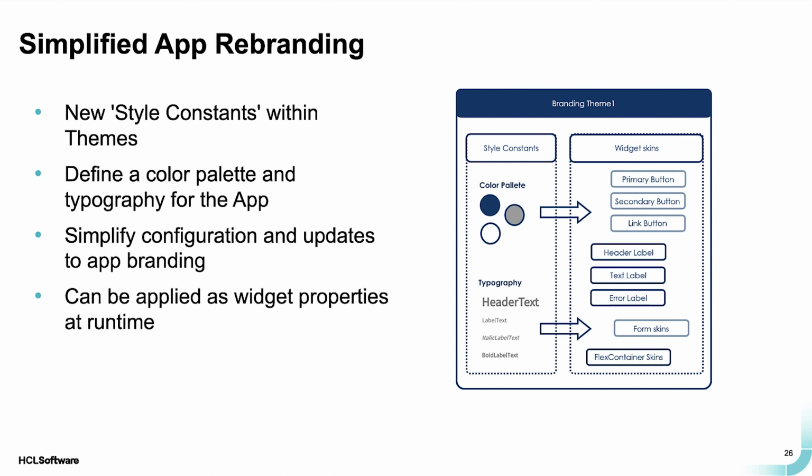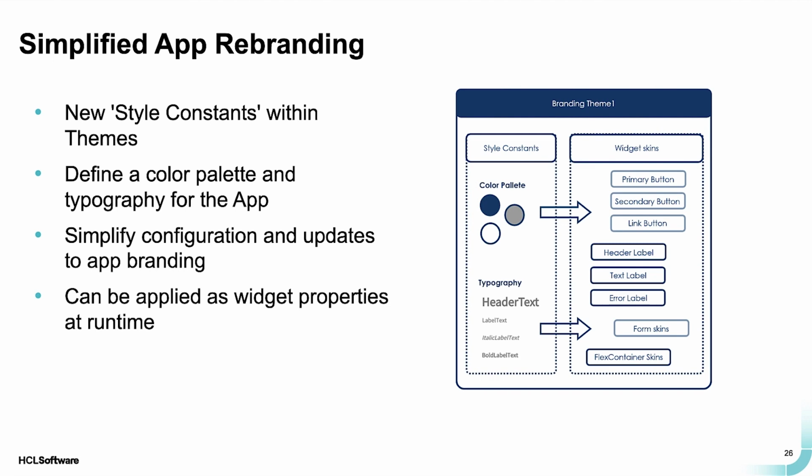So, app rebranding, this feature basically lets you quickly change the look and feel of an application at runtime. And this is only dealing with typography. Basically, you can define color palettes, typography, fonts, stuff like that. It is not going to change business logic, but it is look and feel. So the items that I'm showing here, right? And these can be applied as widget properties at runtime.